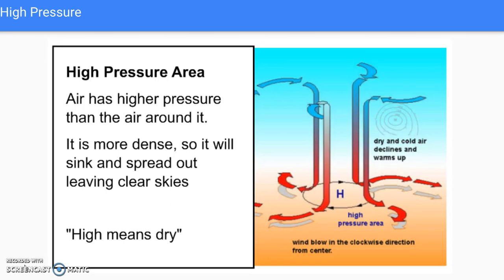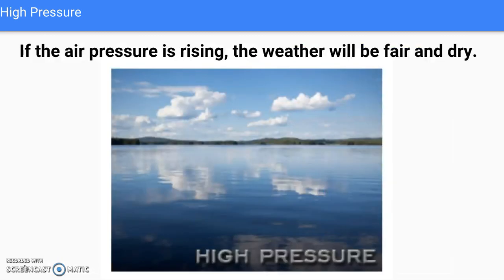Because these molecules are sinking, there are no clouds to form. There are no molecules to rise into the atmosphere, condense, and form clouds. These molecules instead sink to the ground, they spread out, and they leave just clear, sunny skies. So that's why high means dry. If the air pressure is rising or increasing, the weather is going to be fair and dry. High means dry. Low means rain or snow.